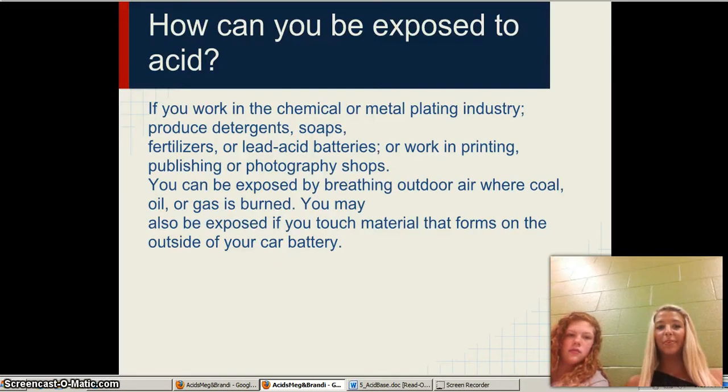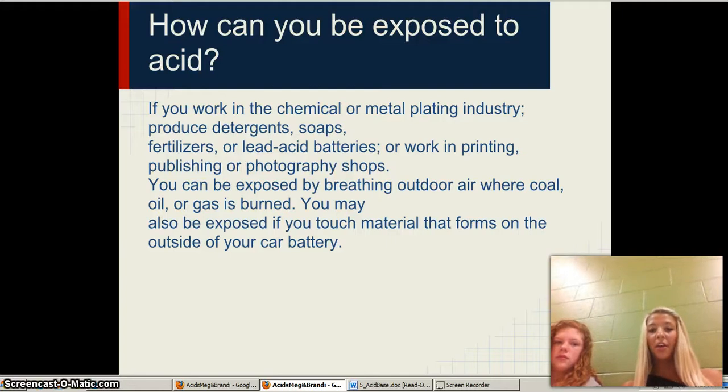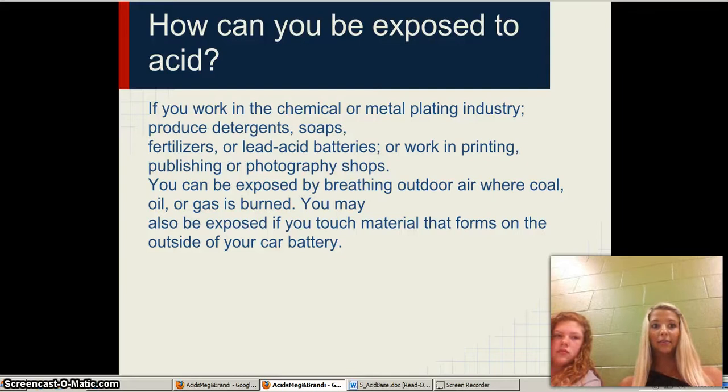How can you be exposed to an acid? There's lots of different ways you can be exposed, like if you work in a chemical or metal plating industry that produces detergents or soaps, fertilizers, lead acid batteries, or work in printing, publishing, or photography shops. You can be exposed by breathing outdoor air where coal, oil, or gas is burned. And you may also be exposed if you touch material that forms on the outside of your car batteries.